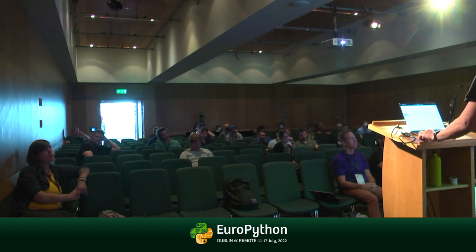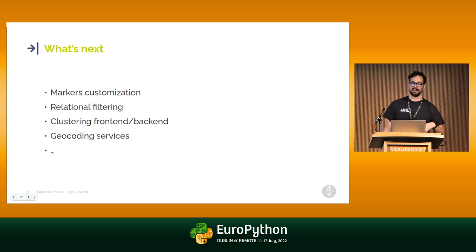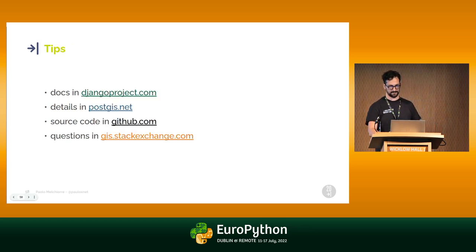So there are also many other features that we can add in the future to a map. For example, marker customization, pop-ups to show more information, filtering based on relational data, not only geographic, clustering of the markers both in the front-end and back-end, and also using geocoding services to add marker locations starting from an address, for example, and so on.